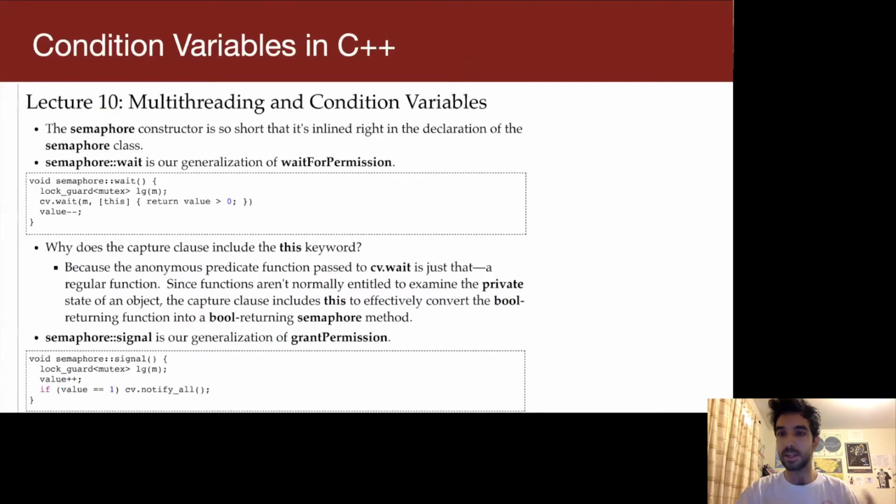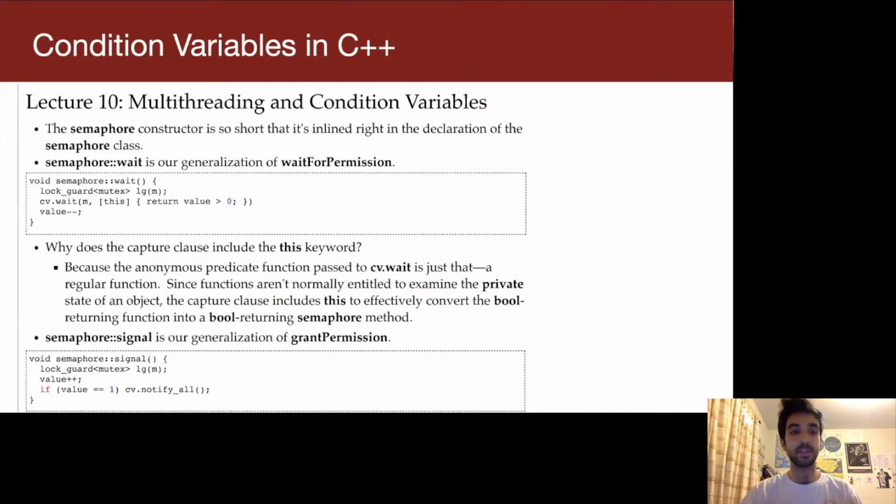So in order to implement something like a semaphore, we need to first understand what a condition variable is, and totally understand if people are not down with condition variables yet, because Jerry just talked about it in lecture. But let's quickly go over what it looks like in C++.